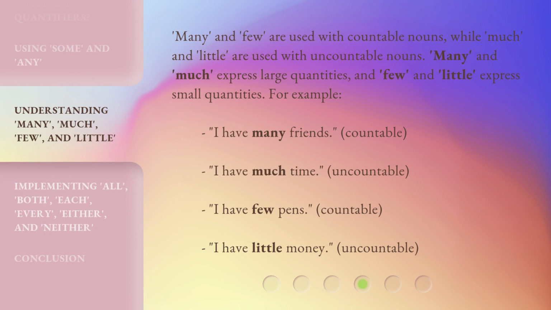Many and few are used with countable nouns, while much and little are used with uncountable nouns. Many and much express large quantities, and few and little express small quantities. For example, I have many friends. Countable. I have much time. Uncountable. I have few pens. Countable. I have little money. Uncountable.